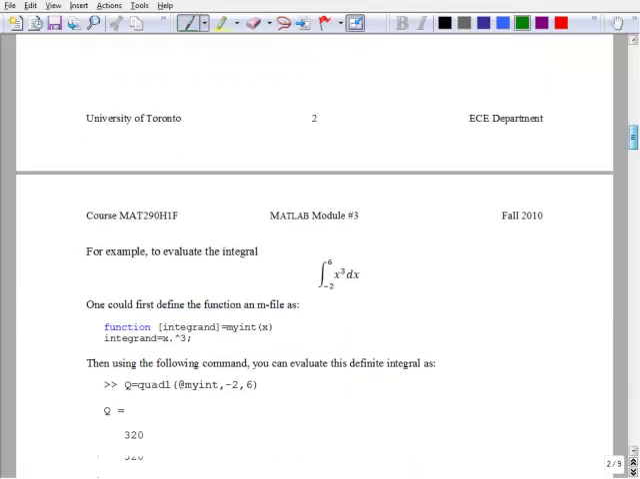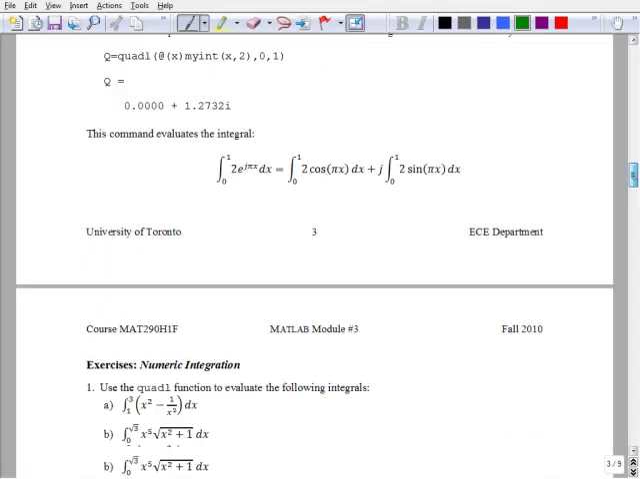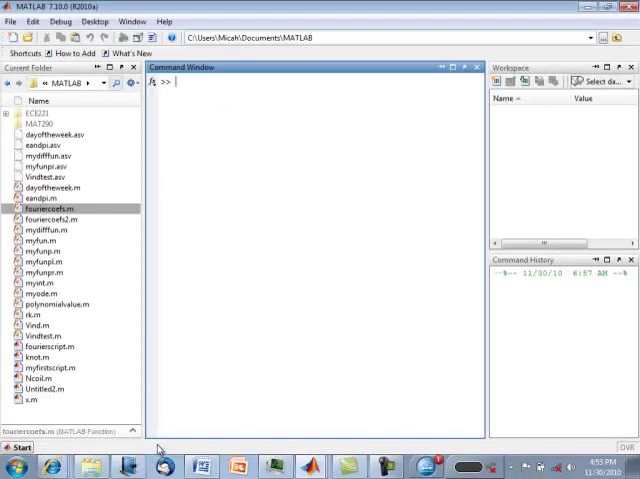And this quad-L function relies on a user-defined function which defines the integrand. So you can define this function either as an M file or as an inline function, and either one would be fine. So in considering these integrals that are given in the exercise, let's think about this one and try to evaluate this in Matlab. So in Matlab we can define this integrand using an inline function.